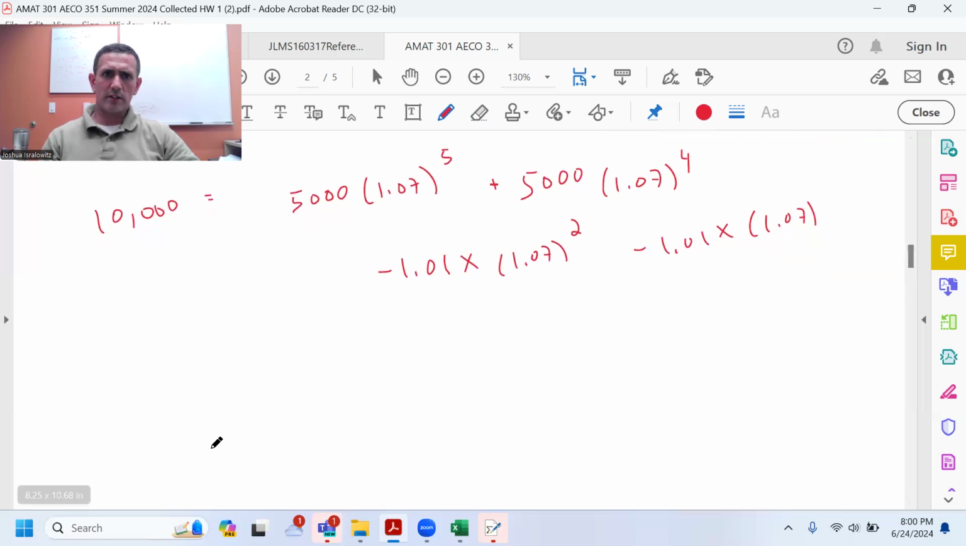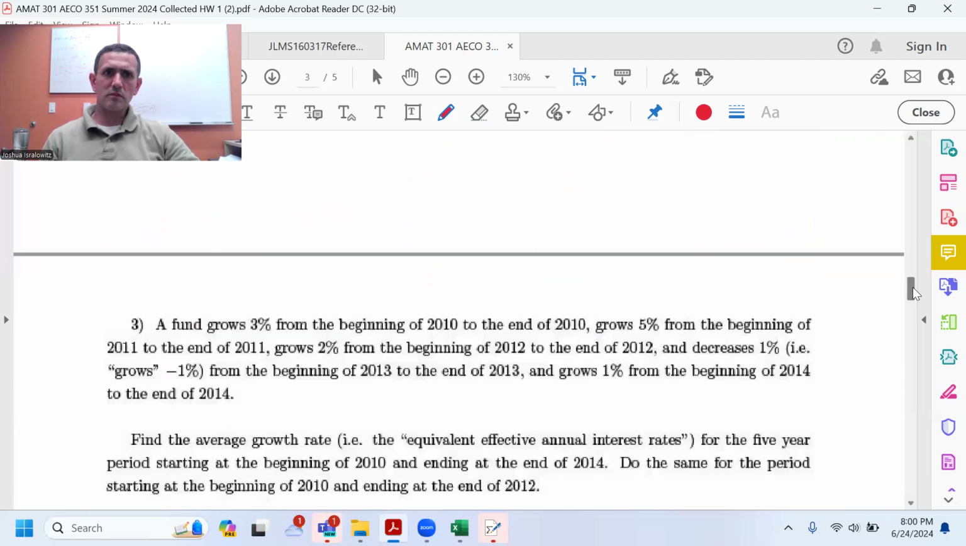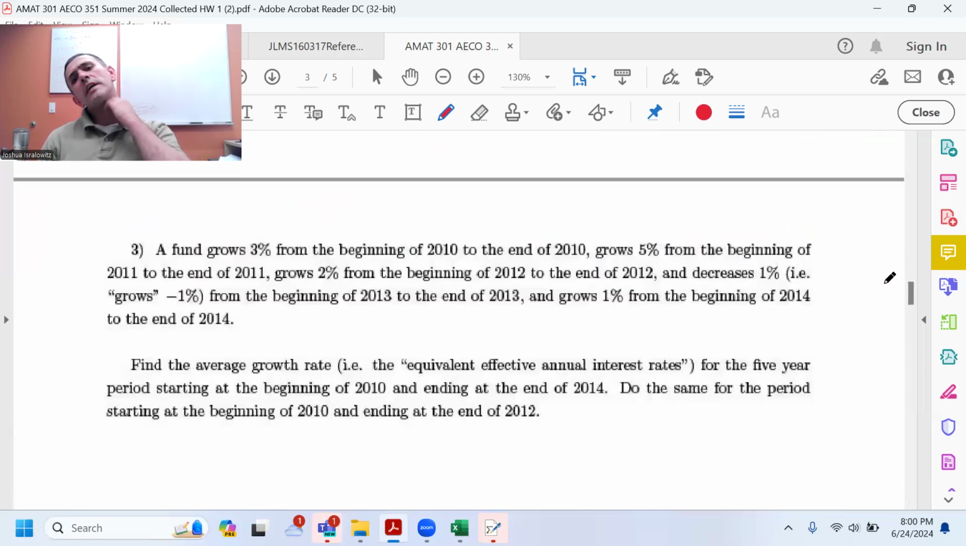All right, solve for x. Round to the nearest penny. 1,594 and 39 cents. Okay, easy problem.